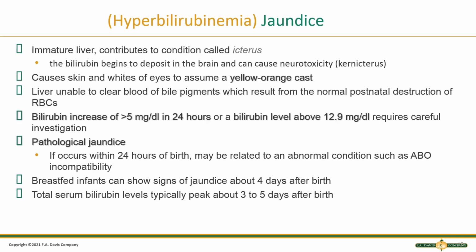Hyperbilirubinemia, or jaundice, is when the immature liver contributes to a condition called icterus. Icterus is jaundice of a newborn due to the immature liver. It's unable to clear the blood of the bile pigments that result from the normal postnatal destruction of red blood cells. Remember, we said that the red blood cells are higher because of the labor stress and they're destroyed.